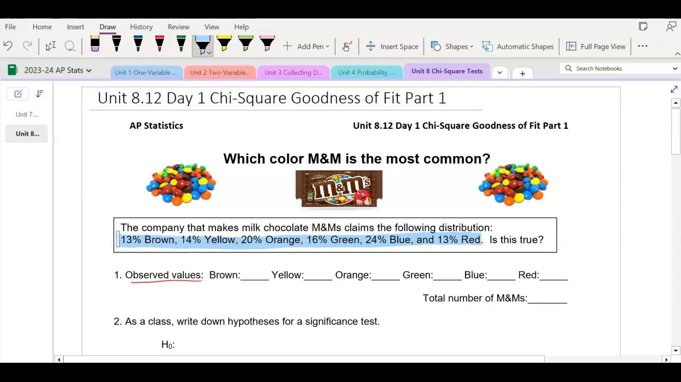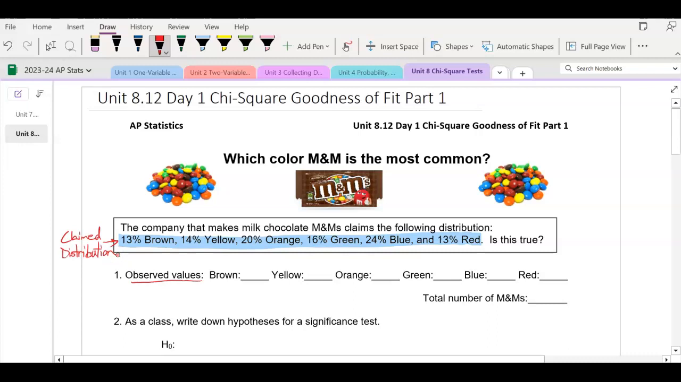And we could analyze individual colors here using, say, a proportion test or something like that. But we don't want to just look at one color. What we want to look at is this entire claimed distribution. This is our claimed distribution. This is what the company says happens. And what we want to see is if there's enough evidence from our sample to determine that this is not accurate, or to confirm that it does seem to be accurate.